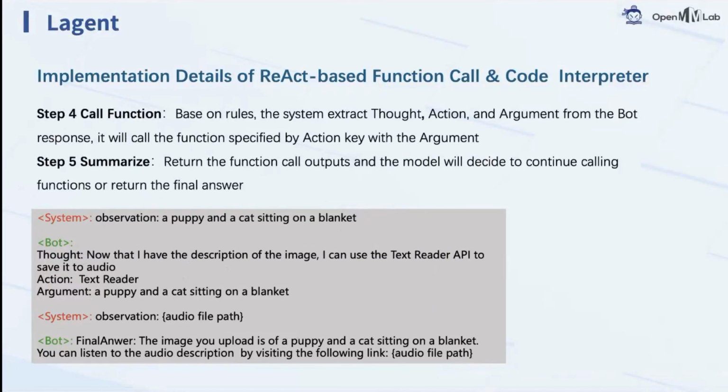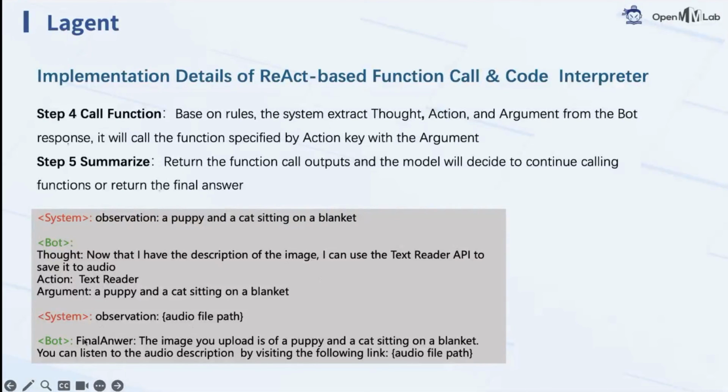And then the system will parse the model's output, extract the thought, action, and arguments, and execute the function with the arguments. It will return that the execution result is a puppy and a cat sitting on a blanket. And then in the fifth step, the bot receives all the previous messages and decides that, okay, I have the description of the image, and I need to use the text reader API. So it takes a second action to call the text reader and send the text to the function. And then the system will execute step 4 to call the function and return the observation.